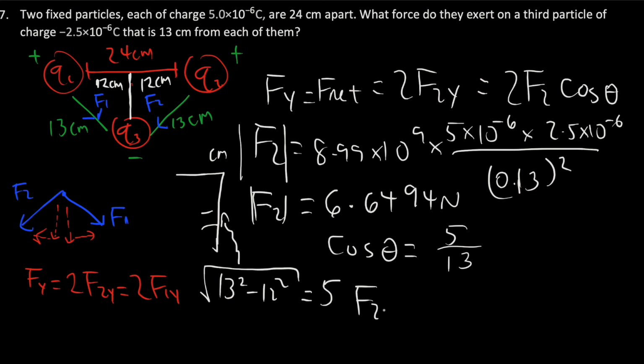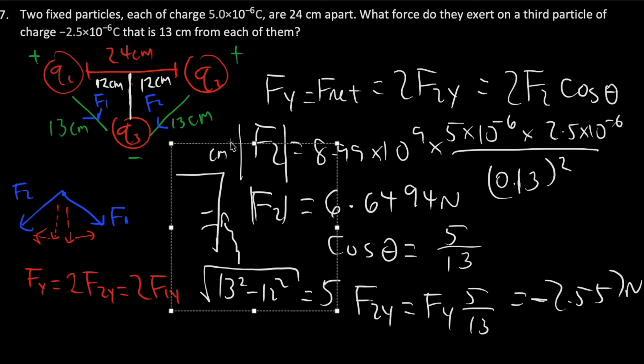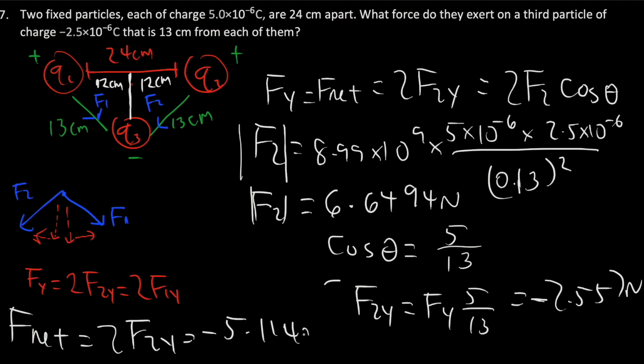So F2y is gonna be equal to F2 times 5 over 13, which is equal to 2.557 Newtons. And because the force is pointing downward, you gotta have a negative sign to represent the direction. Now you can calculate the net force by multiplying this number by 2. So let me erase this a little bit. So F naught is gonna be equal to 2 F2y, which is gonna be equal to negative 5.1149 Newtons. So this will be the answer for problem 7.